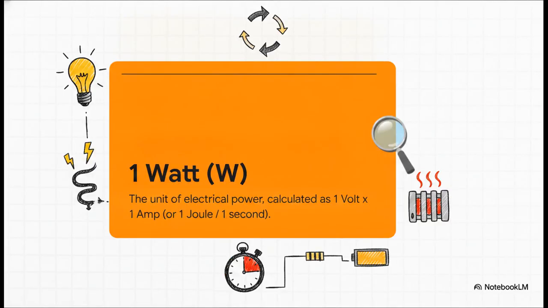Now, the really crucial piece here is understanding exactly how we measure this energy transfer. The standard unit of electrical power is the watt. Notice the definition. 1 watt is equal to 1 volt multiplied by 1 ampere. If we think about it in terms of actual work being done, 1 watt is exactly equal to 1 joule of energy being transferred in 1 single second. Basically, it tells us how incredibly fast that electrical energy is being consumed or converted into heat.